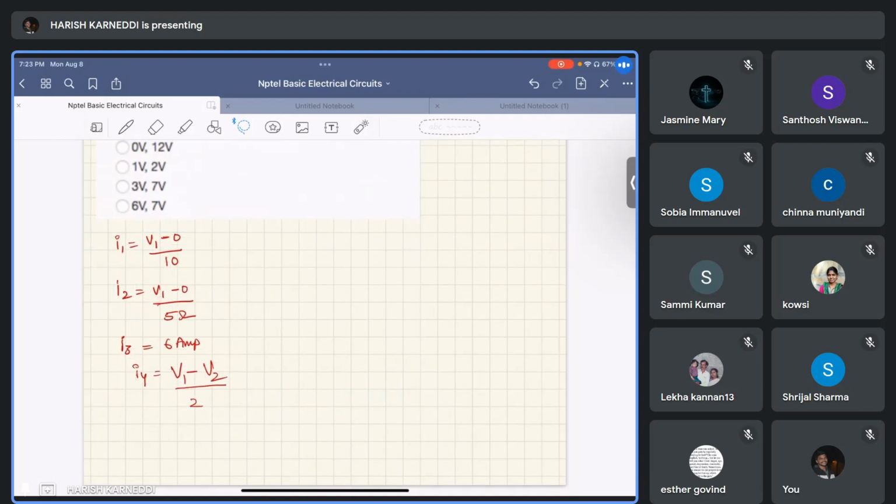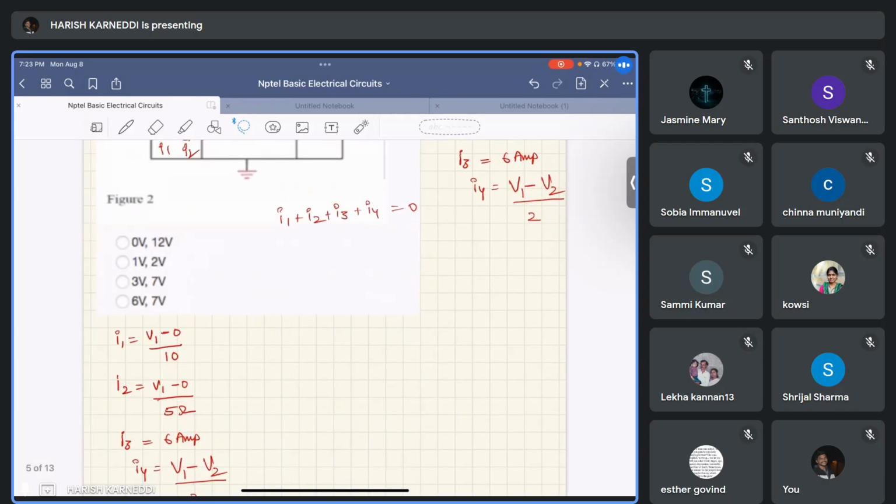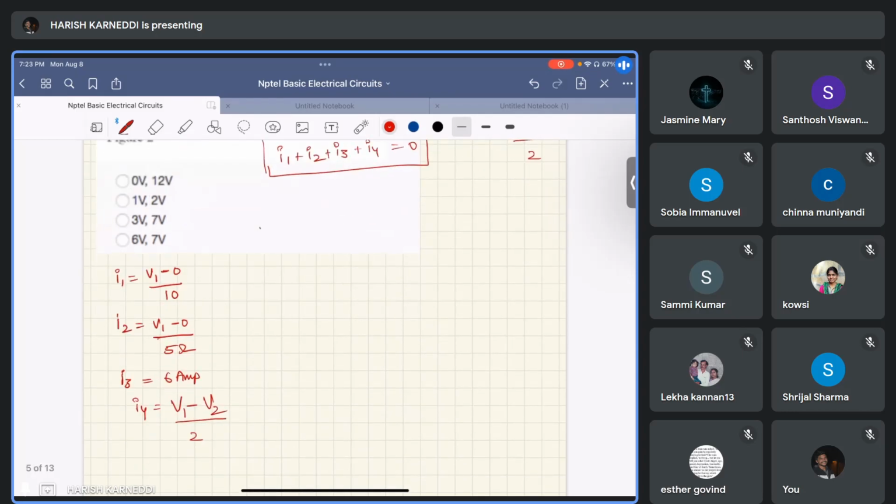This is our equation. So what is our KVL equation? I1 plus I2 plus I3 plus I4. Similarly, I1 is (V1 minus 0) by 10, plus I2 is (V1 minus 0) by 5, plus I3 is 6 amps, plus I4 is (V1 minus V2) by 2, equal to 0, right? What is the LCM? It is 10.